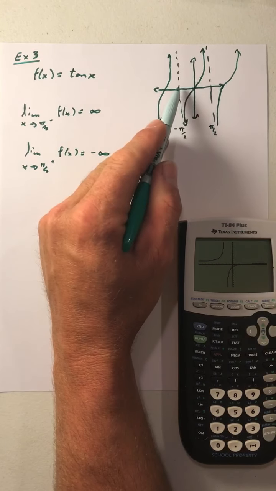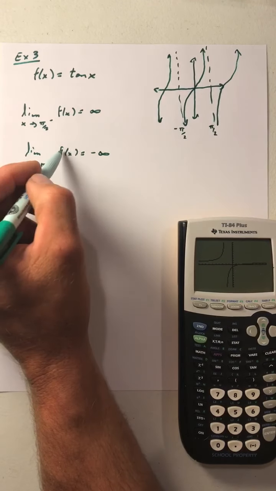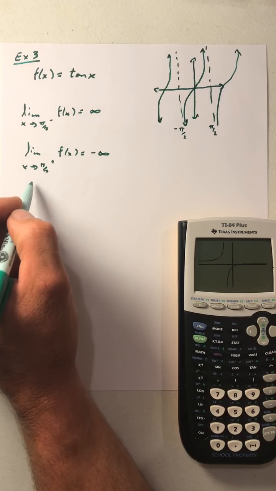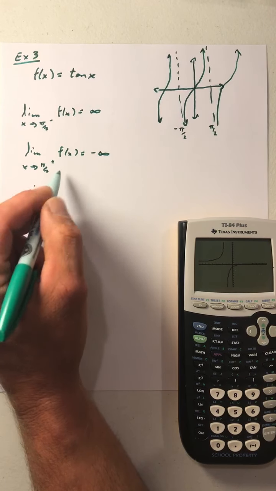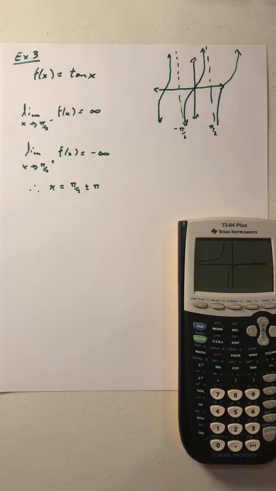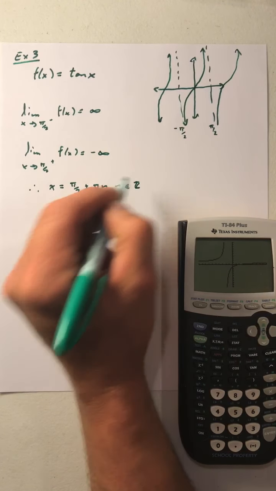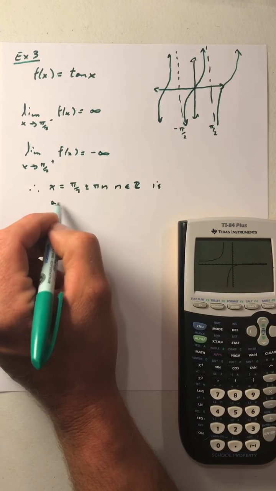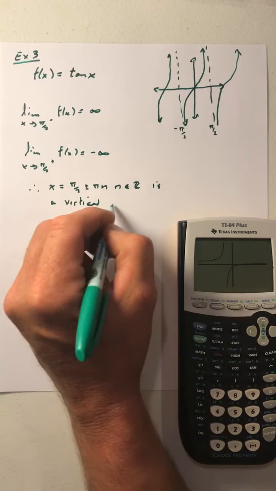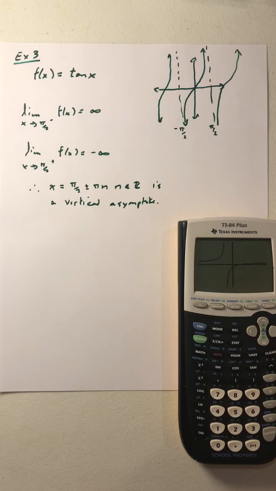Likewise, we know that every pi units, there's going to be a vertical asymptote. So we know that x equals pi/2 plus or minus a pi times n, where n is an integer value, is a vertical asymptote. And that's going to define that vertical asymptote for us. And that's going to conclude our vertical asymptote section. Happy limiting.